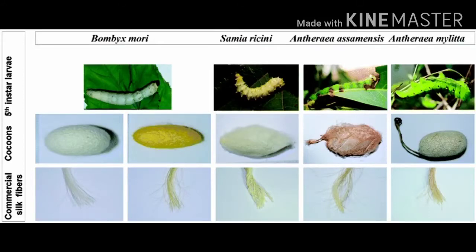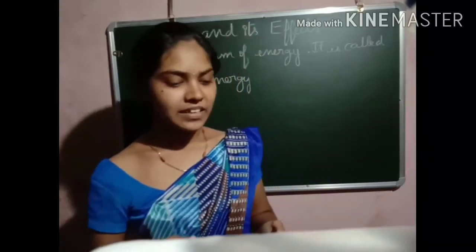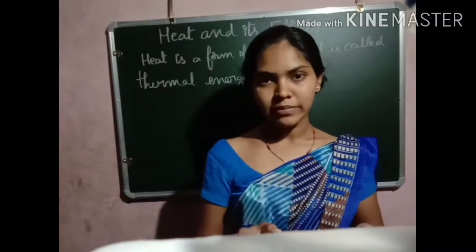Apart from the mulberry silkworm, we also get a variety of silk, such as silk from the eri, muga and tassar silkworms. The other silk fibers are Bombyx mori, Samia ricini, then Antheraea assamensis, then Antheraea mylitta. These are the commercial silk fibers. Okay, I have completed this chapter, animal fibers.